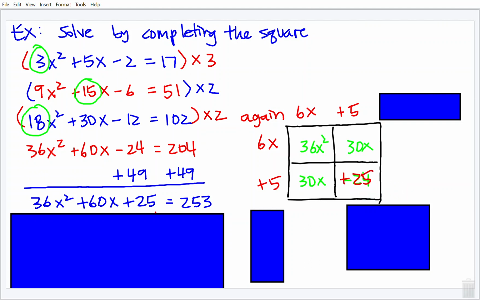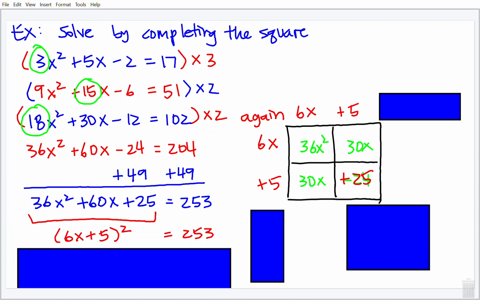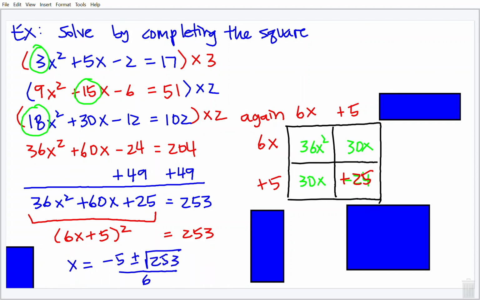So then we've successfully completed the square. Now we'll rewrite this 36x squared plus 60x plus 25 as 6x plus 5 all squared, and it's equal to 253. And then the rest of it, we'll square root both sides, remembering the plus or minus, subtract 5 from both sides, and divide both sides by 6. And so the answer is x equals negative 5 plus or minus square root of 253, over 6. And we have successfully solved this quadratic equation by completing the square. And again, we made it happen.